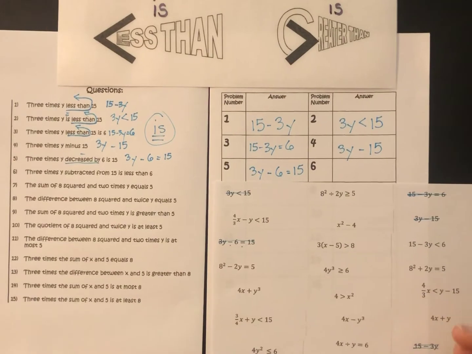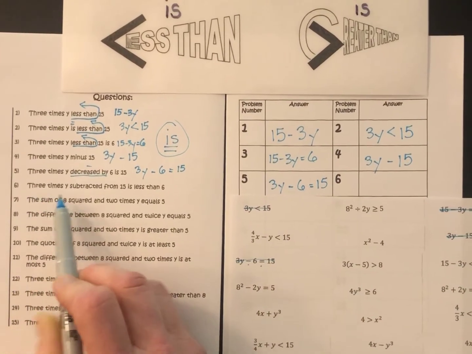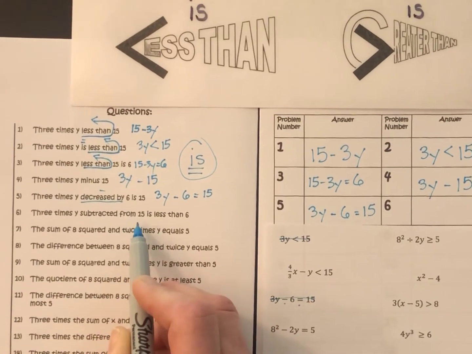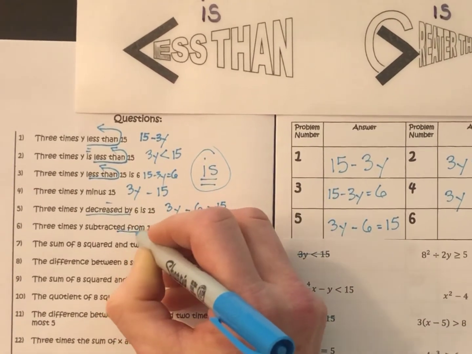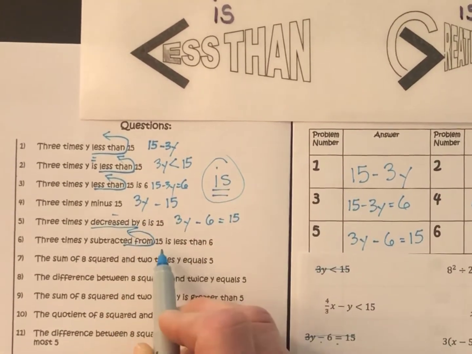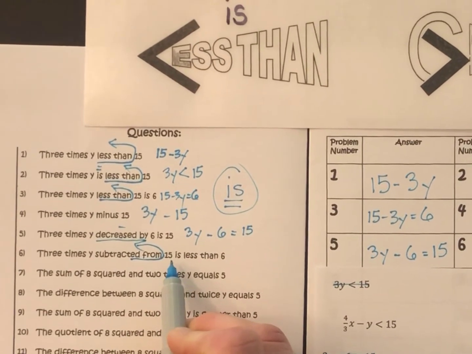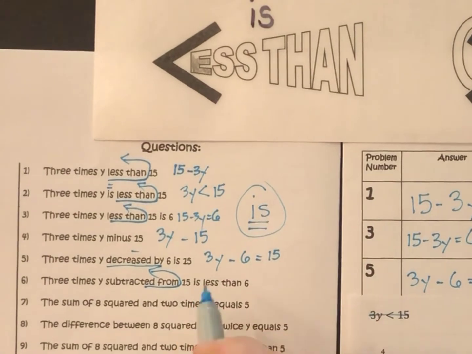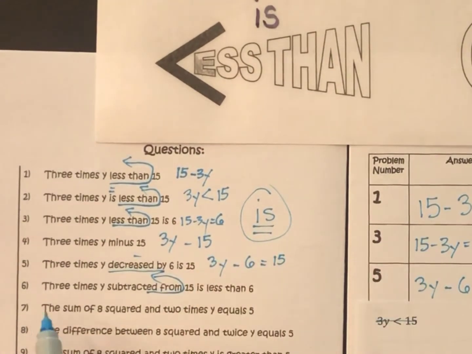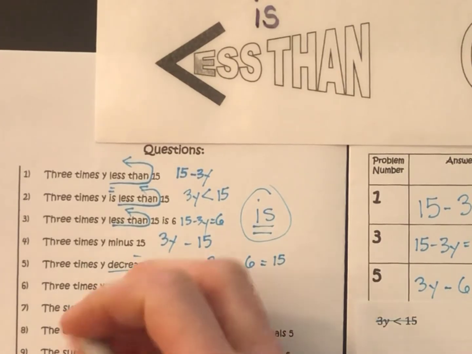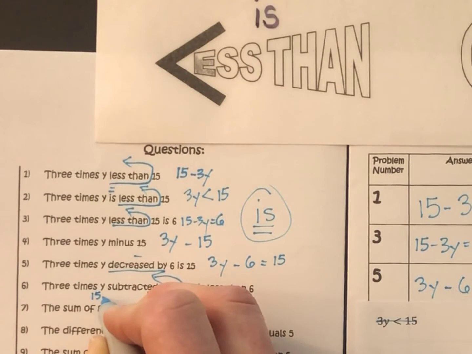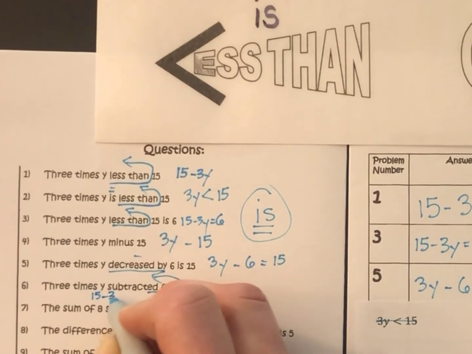Last one together, number 6. 3 times y subtracted from 15. So we're taking it from that. So that means we're starting with 15. Is less than 6. Okay, so I'm going to worry about is less than later. So let's do this side. 3 times y subtracted from 15. So I'm going to start with 15, and from that I will subtract 3 times y.